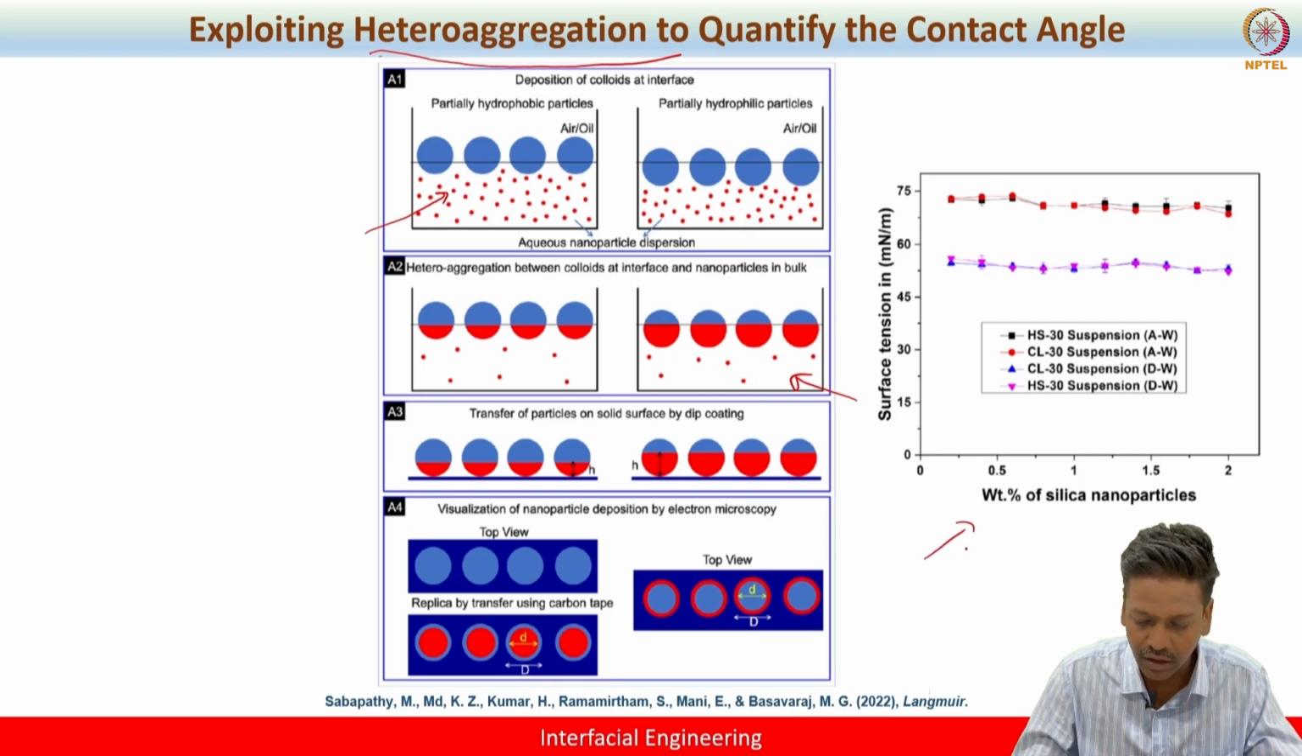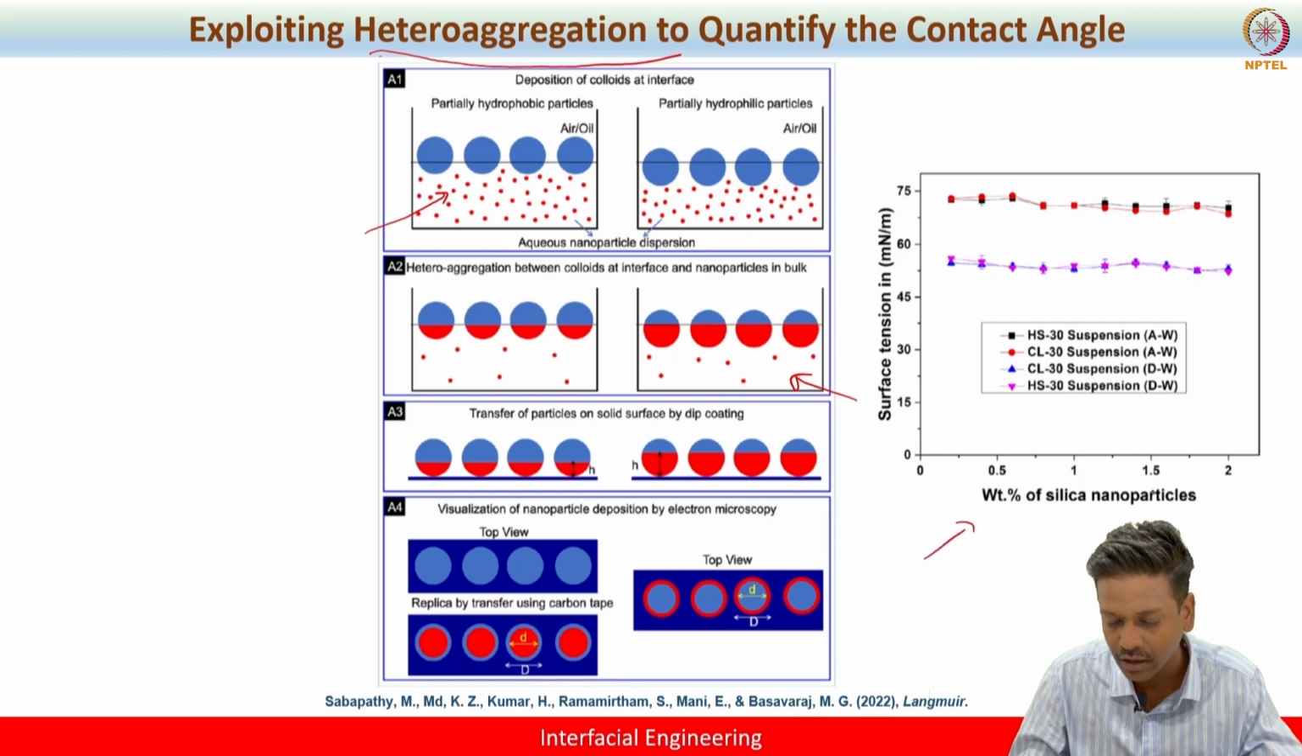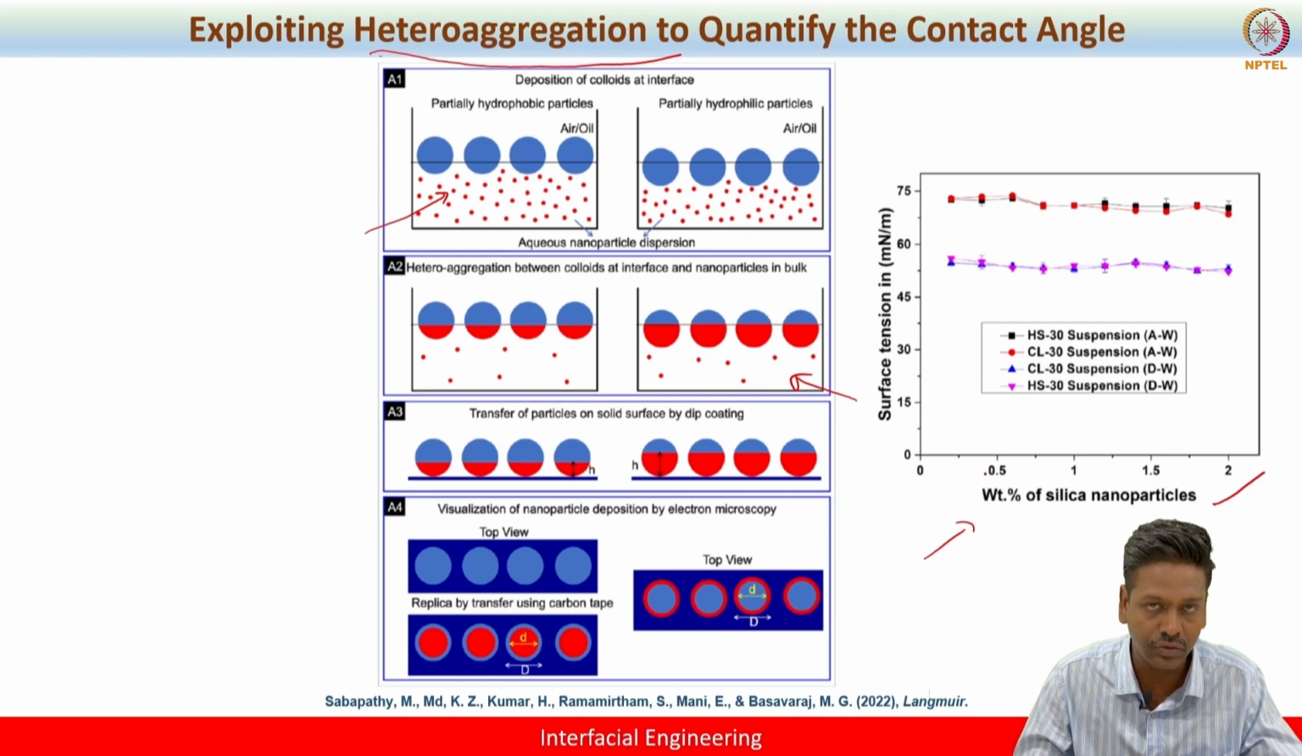Okay. This plot shows that even if you employ silica nanoparticles in the subphase, even up to 2%, there is no significant variation in the interfacial tension of air-water. So this method can still be used to measure theta. Even with a weight percentage of silica nanoparticles up to 2%, the variation is not very significant. But one can use 0.5 or 1% also, so that the cost of the nanoparticles we employ is less, right? It can be minimized.